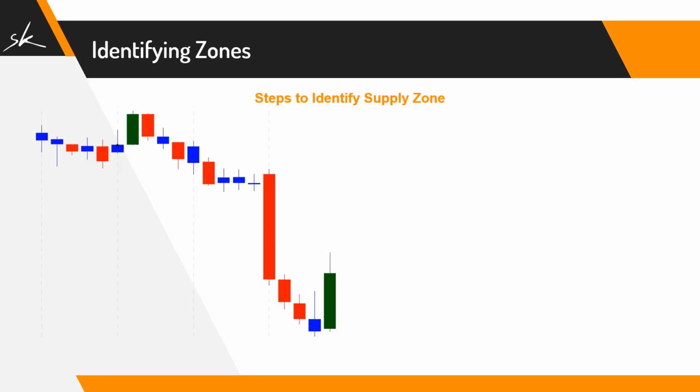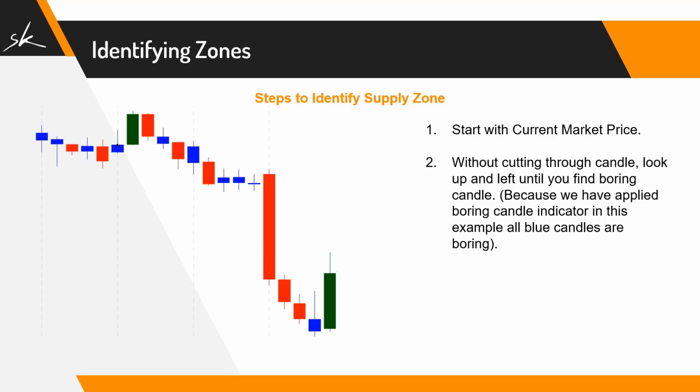Steps to identify supply zone. Start from the current market price. As a seller, we would always love to sell at expensive price. Therefore, without cutting through candle, we will look up and to the left until we find boring candles. Because I have applied boring candle indicator, all blue color candles are boring.